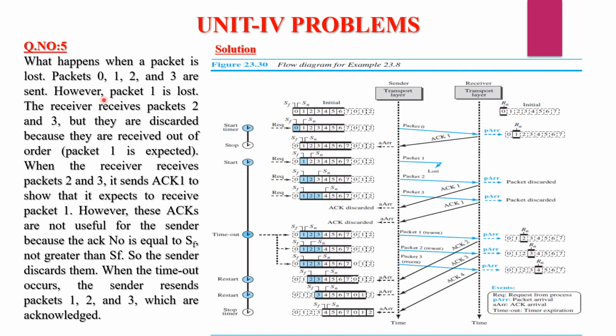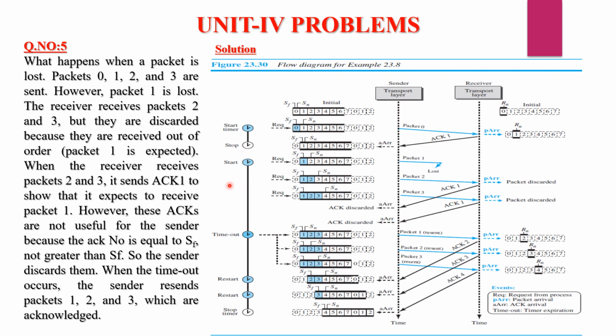Now, packets 0, 1, 2 and 3 are sent, right? First we will send packet 0. We start the timer, the window is slid, and packet 0 is sent. It successfully arrives at the receiver and the acknowledgement also arrives. So, it is a successful transmission. Now the timer stops, right?